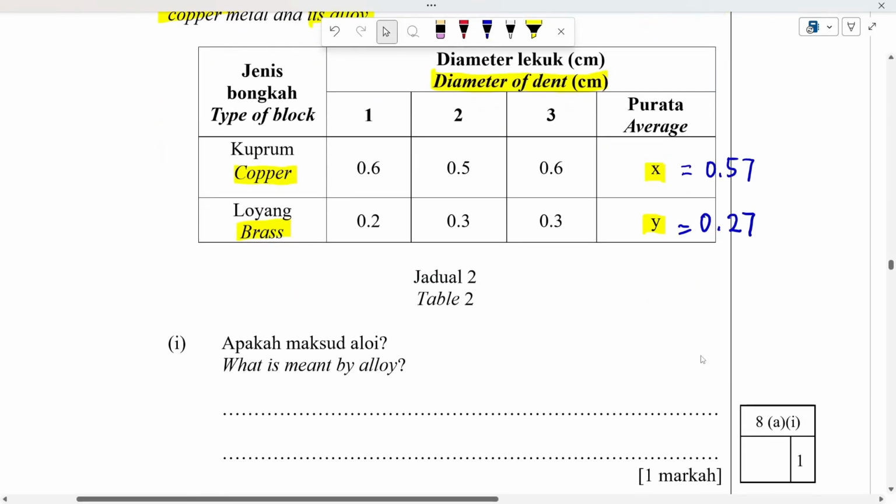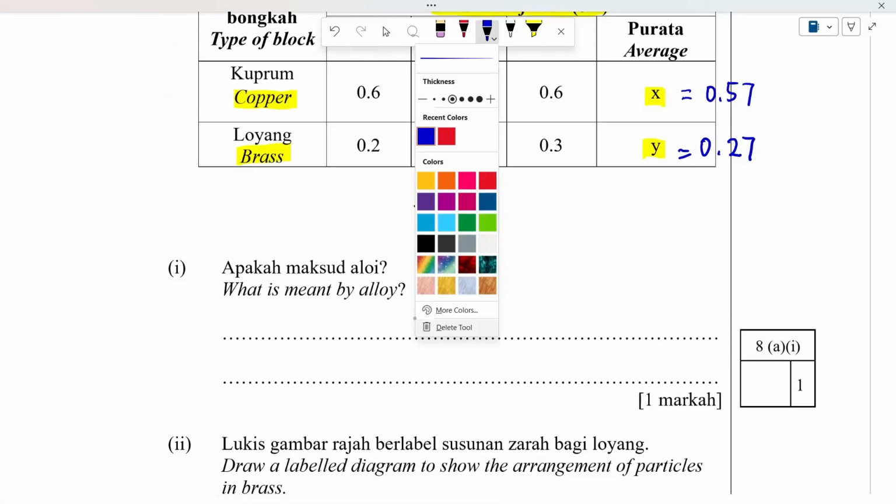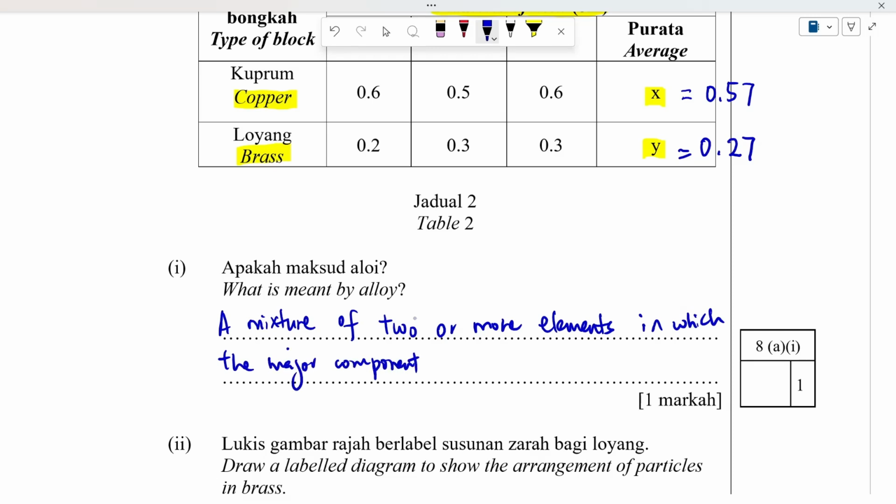Okay, now what is meant by alloy? Definition? Who can try this? A mixture of two or more elements, in which the major component is a metal. Okay, so this is the definition for alloy.